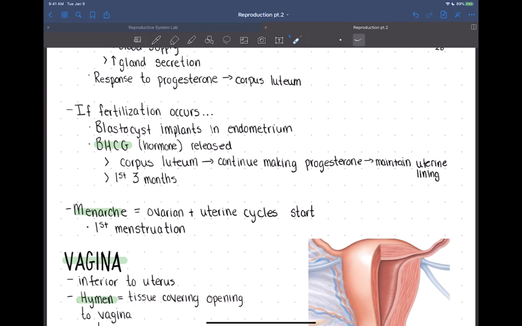Also relating to the uterine cycle is menarche. Menarche is just a term referring to when the ovarian and uterine cycles start. So this would be a girl's first menstruation, which is referred to as menarche. So that's the uterus and the uterine cycle. Let's just talk about the few remaining structures associated with the female reproductive system.